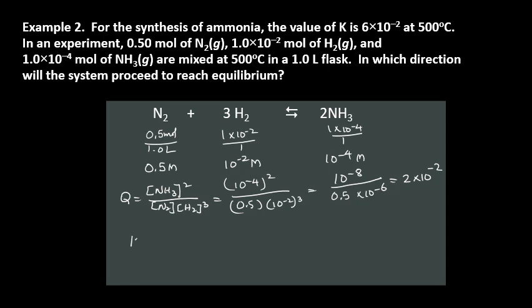So we have the K value given as 6 times 10 to the power negative 2, which is greater than the Q value we calculated, which equals 2 times 10 to the power negative 2. So this is going to shift towards the right. That means it is product favored, or I can write right shift.